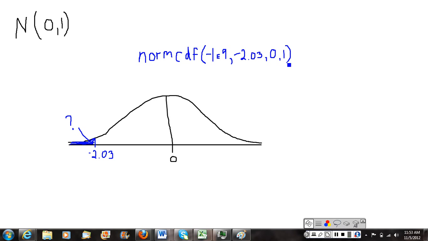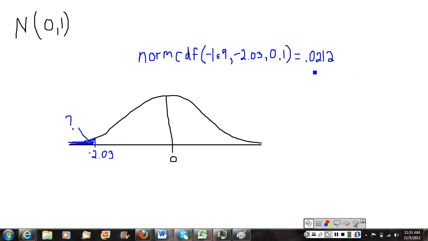If we do second vars, choose normal CDF, which is option 2, and then we're going to do negative 1, E9, and then negative 2.03, and then 0, and then 1. And the number I'm getting is 0.02117, so rounding to 4 decimal places is 0.0212. So that gives me 0.0212.